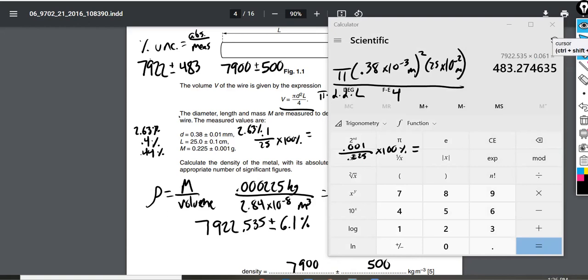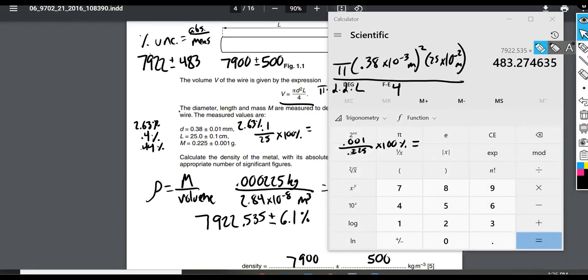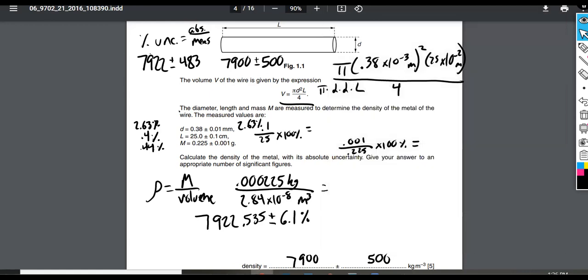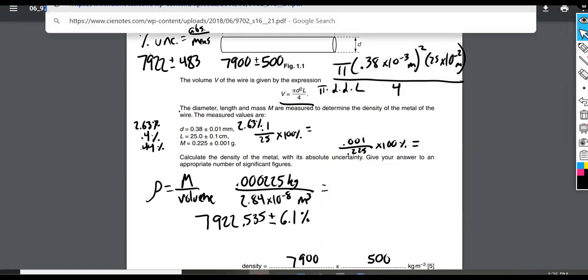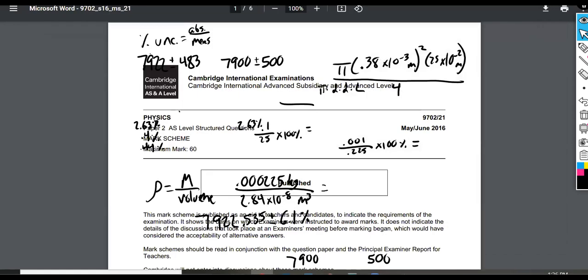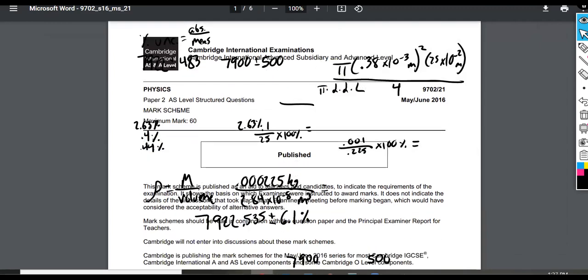Anytime you're doing a practice calculation, you always want to give yourself some feedback on this. And so what I'm going to do now is go ahead and change this question paper over to the mark scheme. So this is question 1 from paper 21 that was administered in May, June of 2016. So let's go ahead and queue up the mark scheme and see if we see 7,900 plus or minus 500. If we do, we know we did it right, and that's good, and we can study that. And if there's anything else in the mark scheme, then we have to go back and check our work and see maybe where we made a mistake.